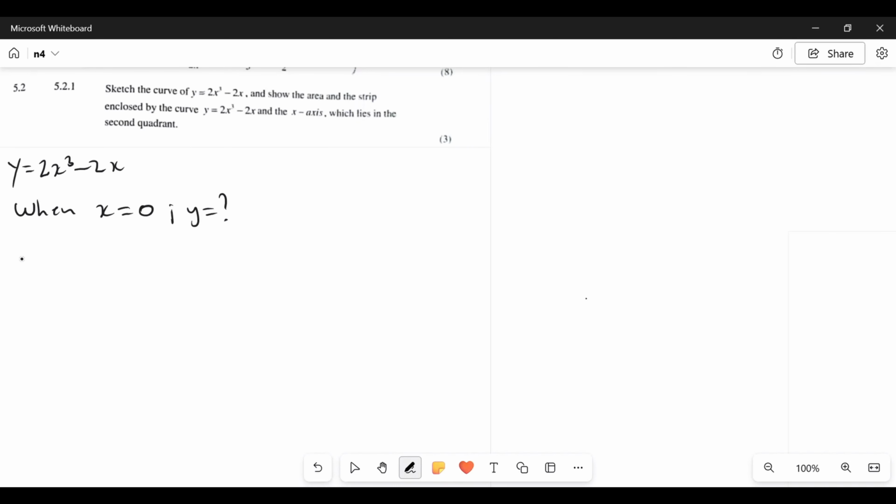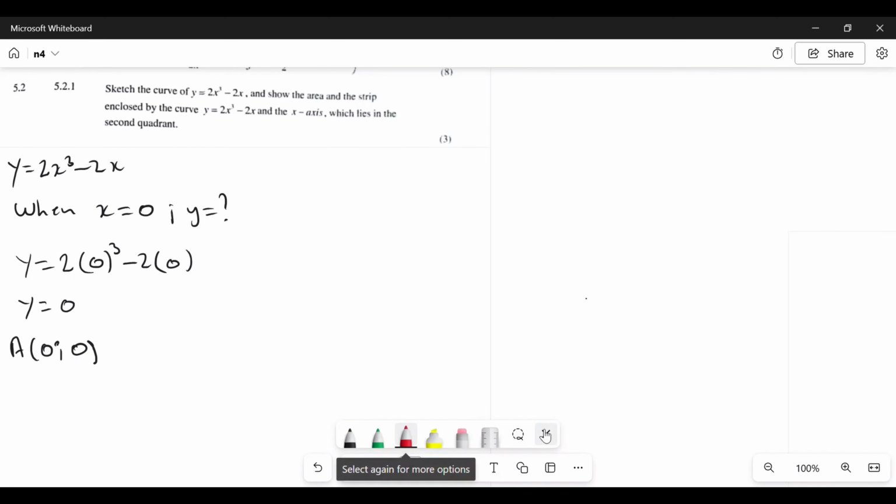So let's continue. y is going to be equal to 2, open bracket, instead of writing x, we're going to write 0 to the power of 3 minus 2 multiplied by 0 because we have x there. So this means that y is going to be 0. When x is 0, our y is 0. So this point here, let's call it A. Let me highlight it so that you are able to see when you draw. This is going to be A.